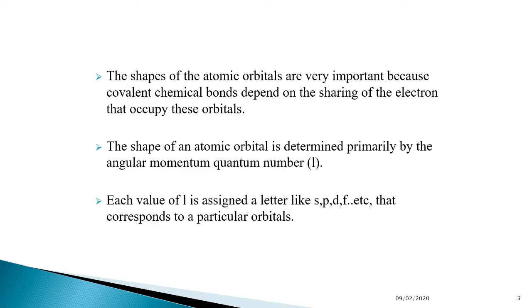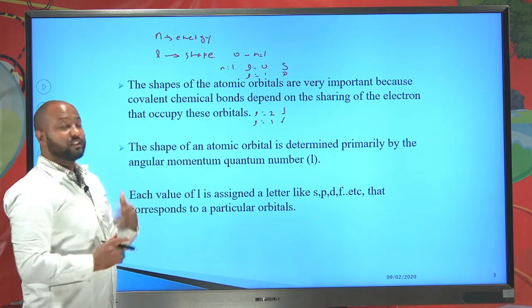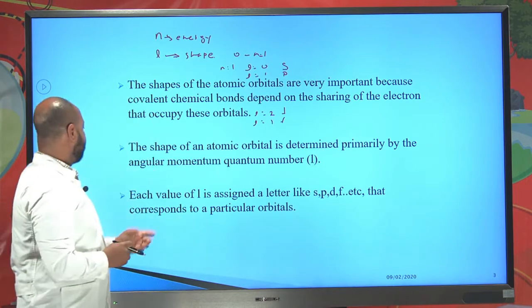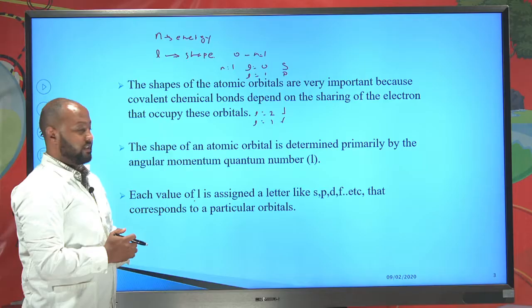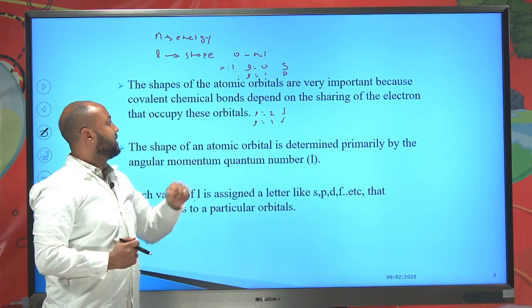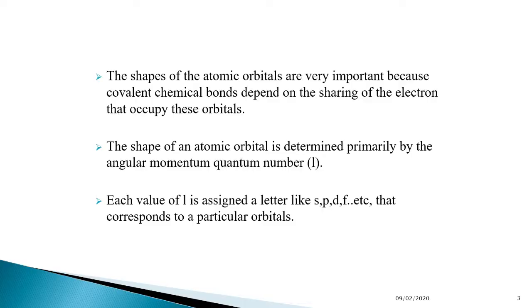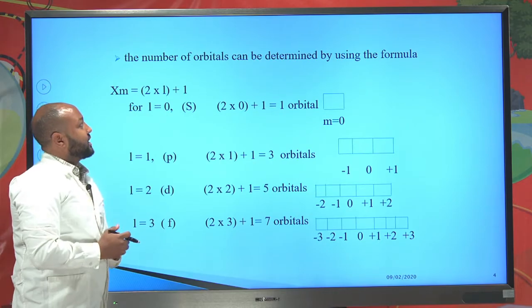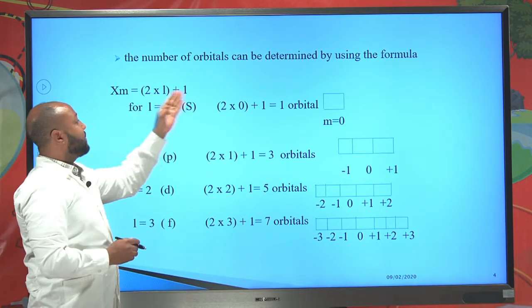The shape of an atomic orbital is determined by one of the four quantum numbers, called the angular momentum quantum number, or azimuthal quantum number. Each value of L is assigned a letter: S, P, D, and F. For S, the value of L is 0; P, the value of L is 1; D, the L value is 2; and F, the value is 3. We can calculate the number of orbitals by using 2L plus 1.